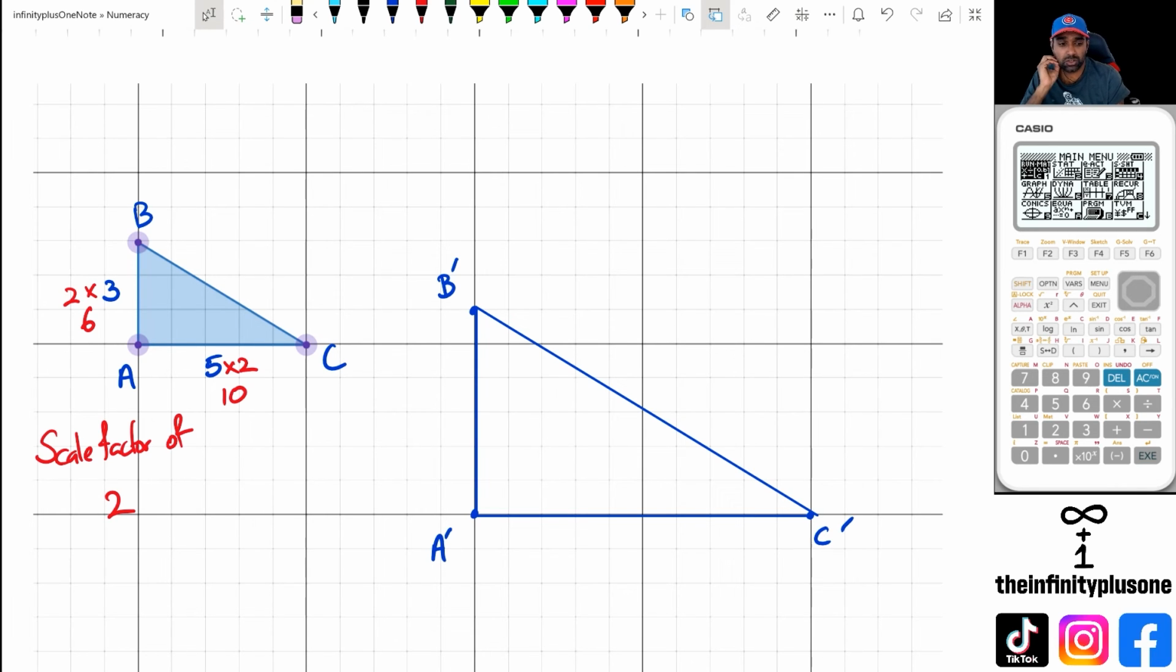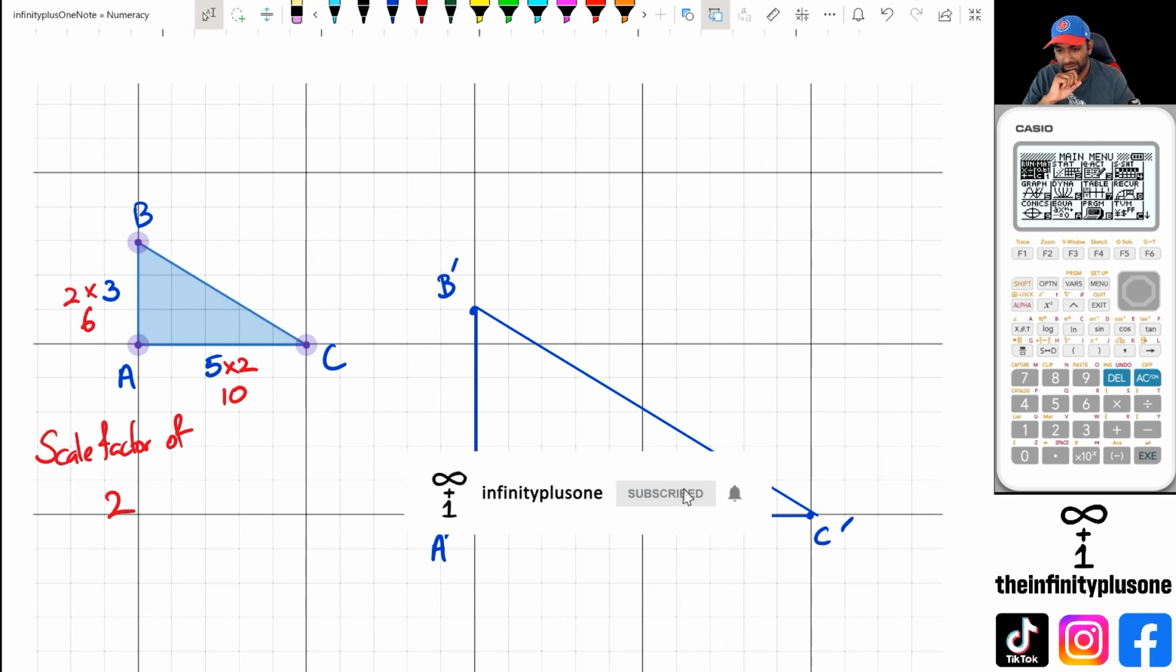Now if you want to make it smaller, remember that your scale factor will be less than 1. So if you want to make the triangle or anything shorter, then the scale factor would be less than 1, because anything above 1 scale factor, you're making it bigger. If it's less than 1, you're actually making it smaller. And that pretty much covers how to do scale factors.